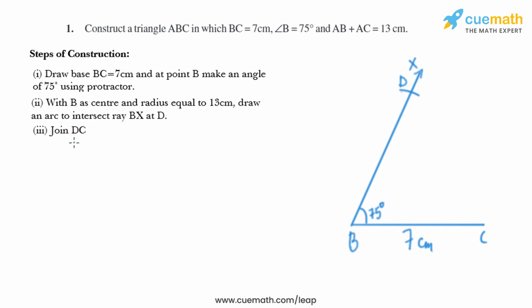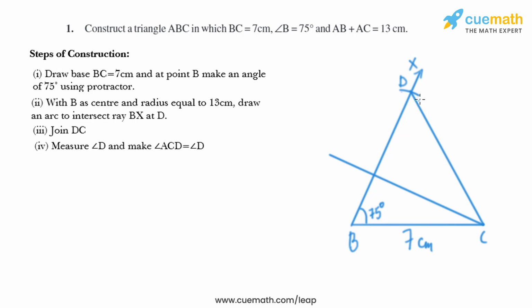Now the next step is to join D and C. So we will join D and C like this. Now in the next step, measure angle D and make angle ACD equal to angle D. So we'll measure angle D using a protractor and we'll make angle ACD same as angle D.